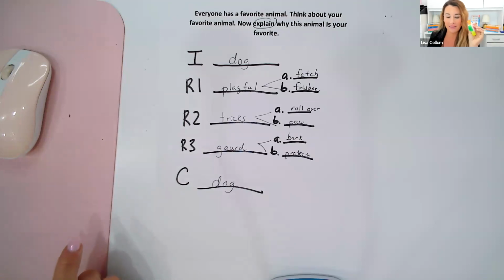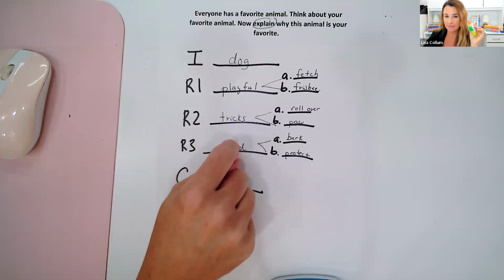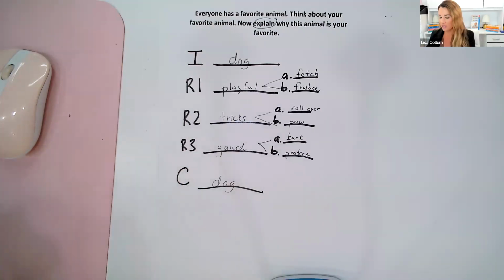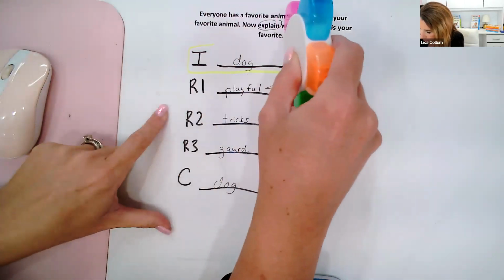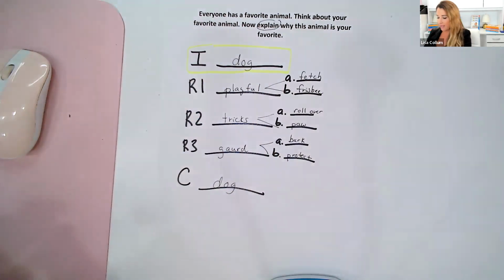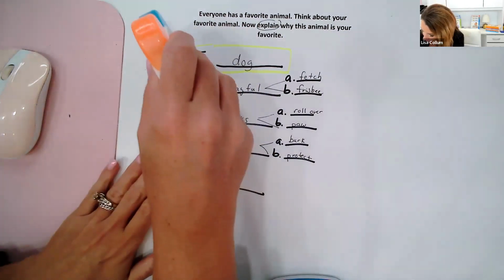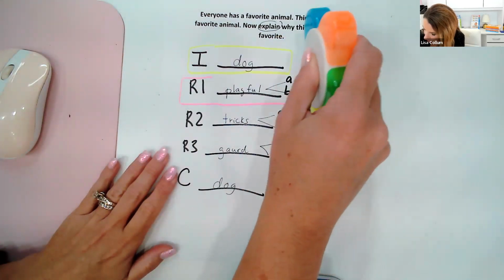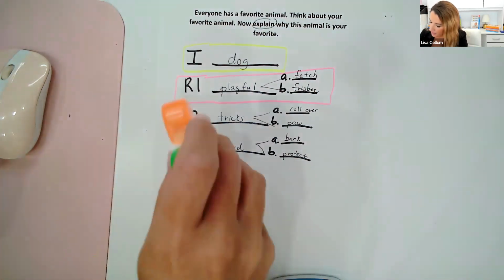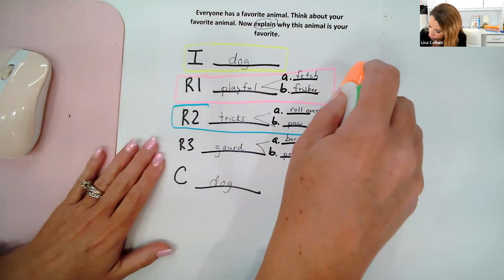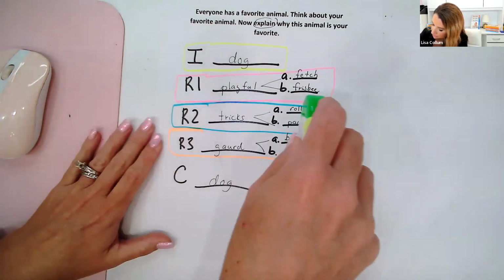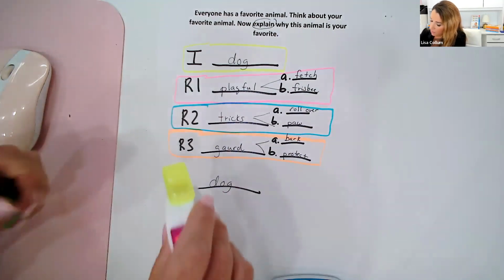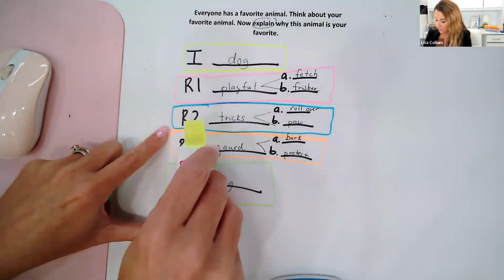Remember I told you in the beginning that this is your map? Okay, this is your map. Let me show you how this is your map. I'm going to put yellow around my I, pink around my R1, blue around R2, orange around R3, and then I'm going to put green around C.